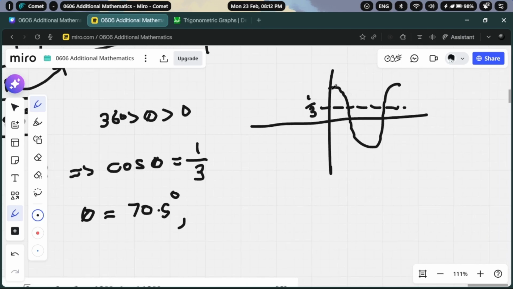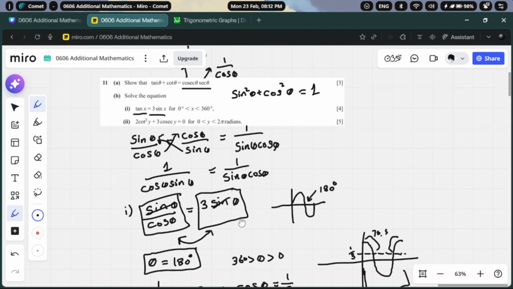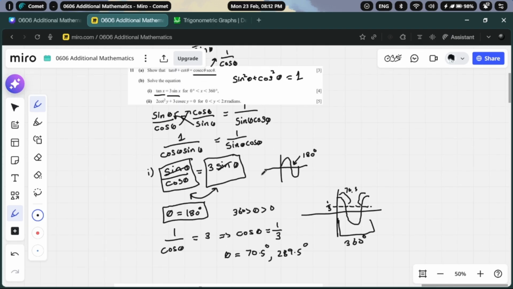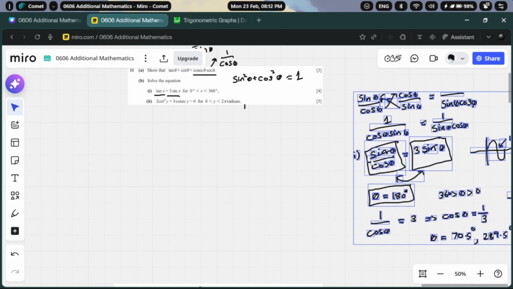Now, if you look at this, due to symmetry, the next angle over here, since this one is basically 70.5, this entire oscillation would be 360 degrees. So this thing over here would be the same as 360 minus 70.5. So doing that gives you 289.5 degrees. So that's for part 1 and part A. Let me just bring this over here.